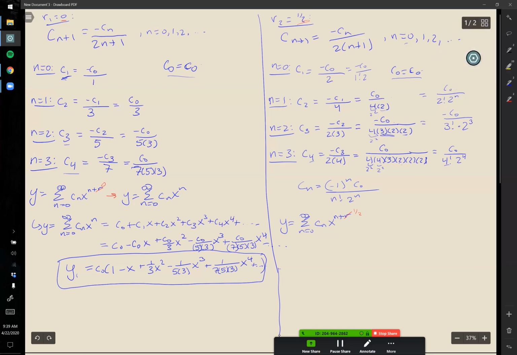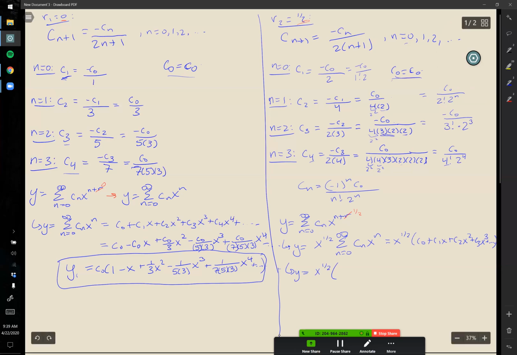So what's cool about that is that you can just pull it out. You can just say, okay, I'm just going to pull out x to the half right here, and then just have this regular old power series that we're used to. That's going to equal x to the half times a power series that we're used to. The power series is C0 plus C1x plus C2x squared plus C3x cubed plus dot, dot, dot. And so we get y is equal to x to the half on the outside, and then we get C0.